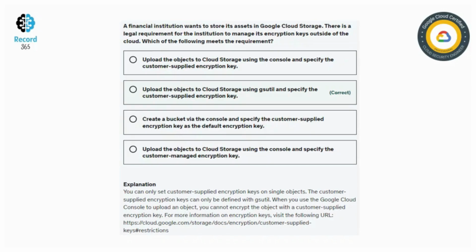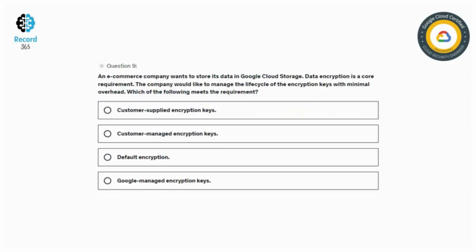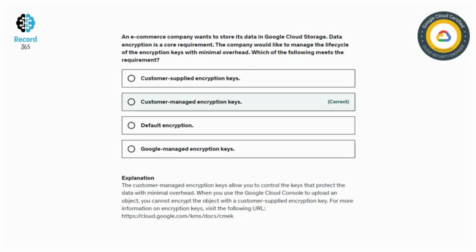And the next question is, an e-commerce company wants to store its data in Google Cloud Storage. Data encryption is a core requirement, so the company would like to manage the life cycle of the encryption keys with minimal overhead. Which of the following meets the requirement? And the right answer is customer-managed encryption keys. And here's the explanation.